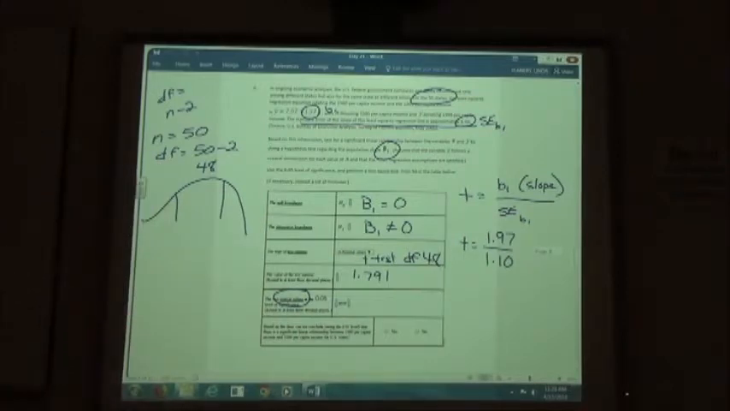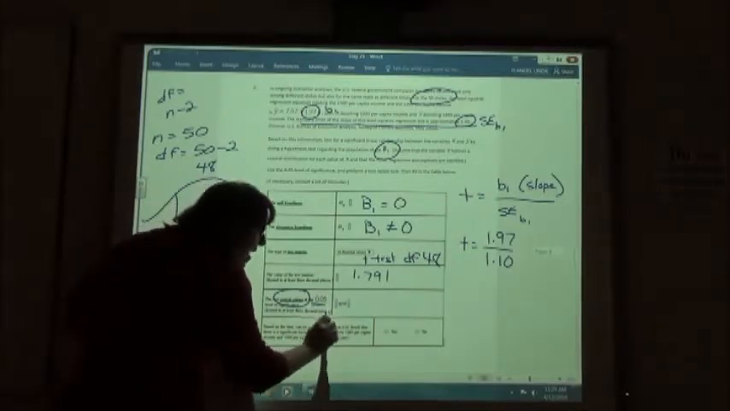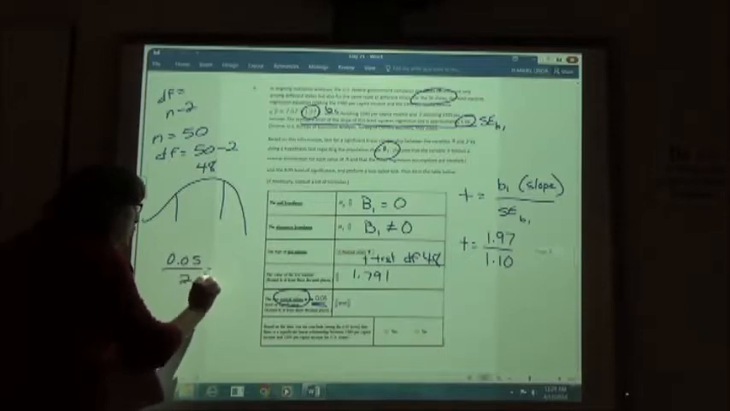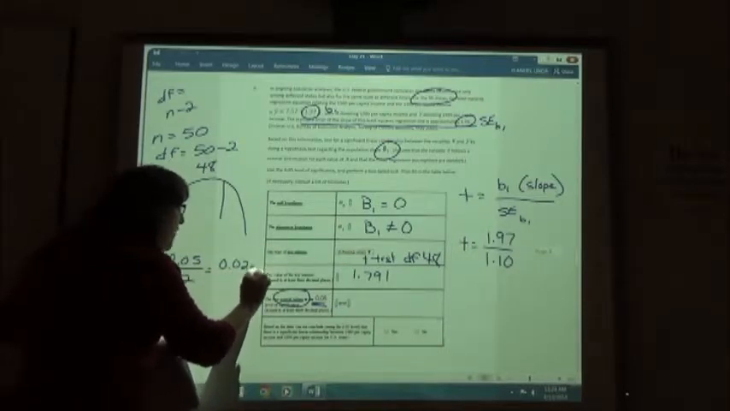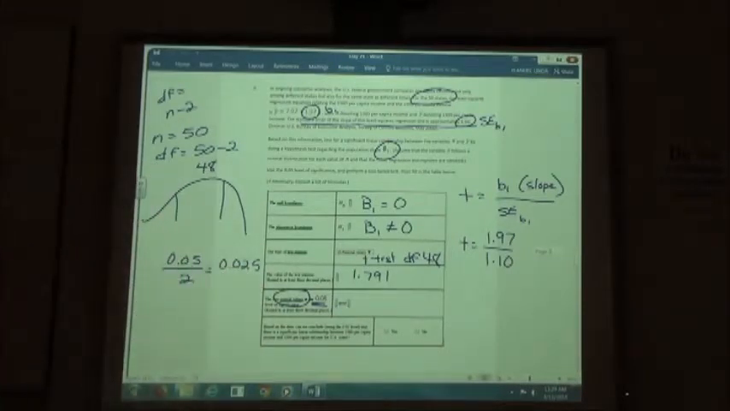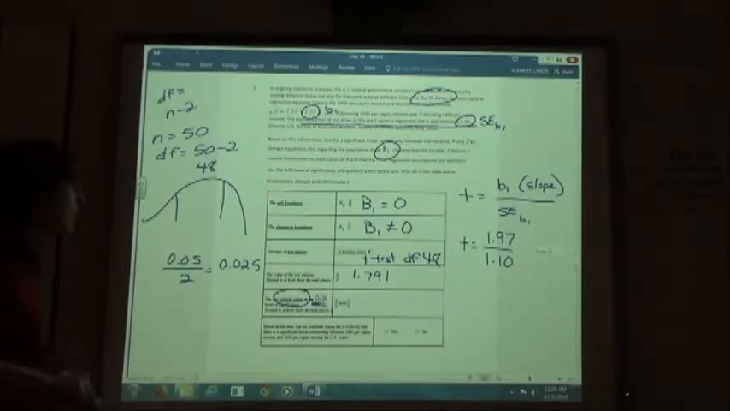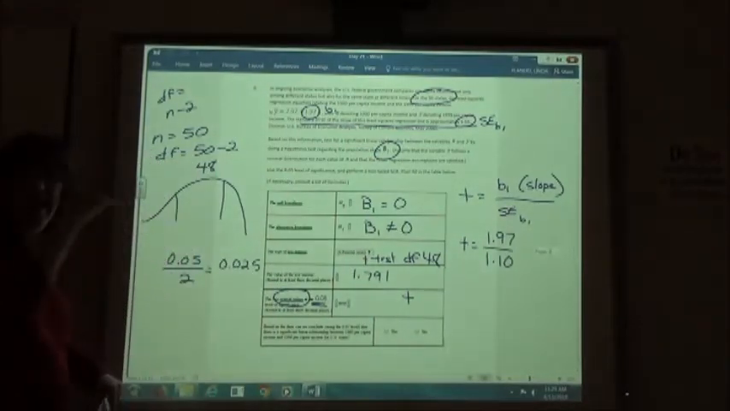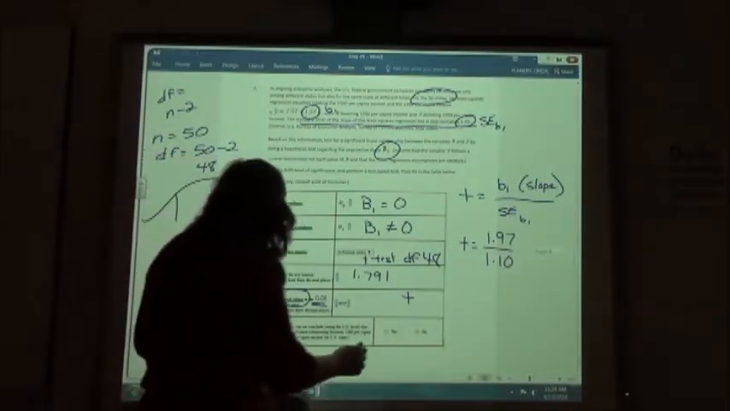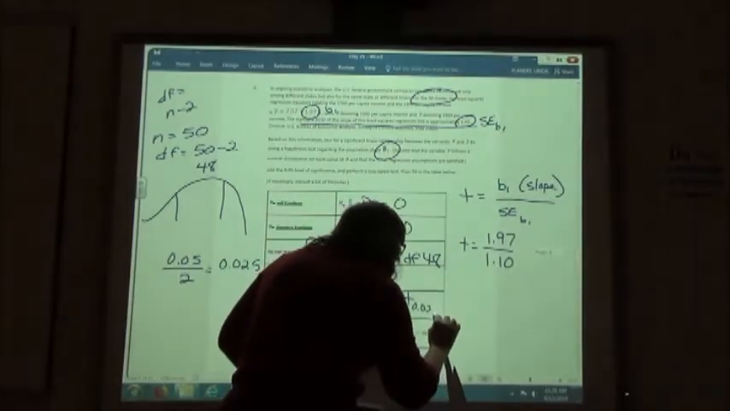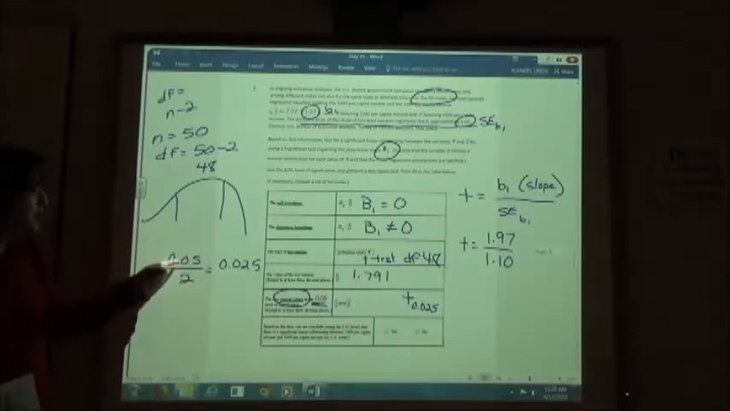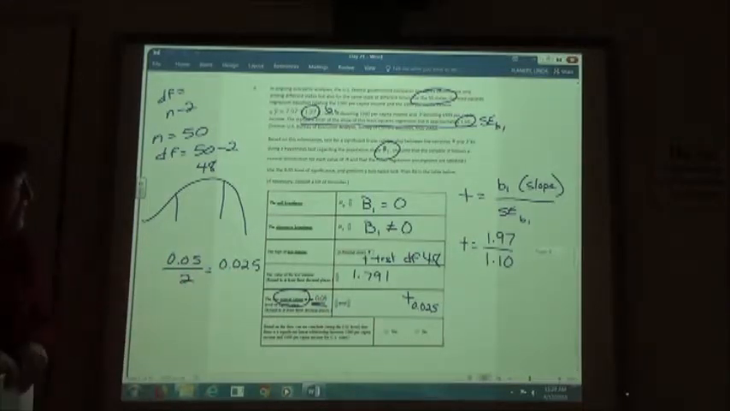If we're going to do the critical value and we're doing the two-tailed test, we end up having to divide that by 2. So 0.05 divided by 2 would give me 0.025. And that's the value we're going to use for the critical value. So again, when we do critical value, since we're doing the t-test, we do t sub that number. T sub 0.025. If it's a one-tailed test, we use the number given. If it's a two-tailed test, we have to divide that number by 2.